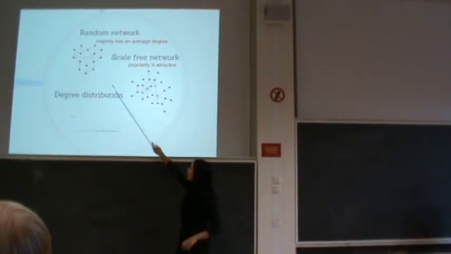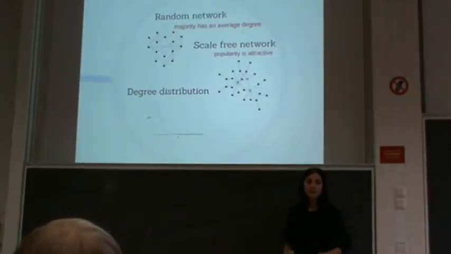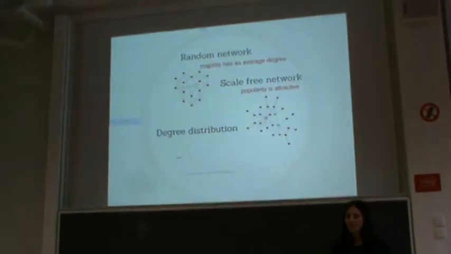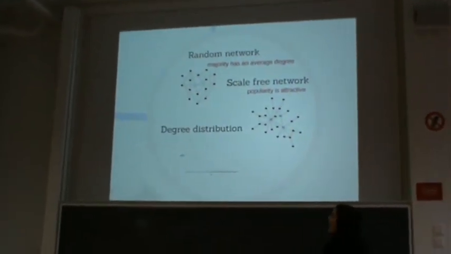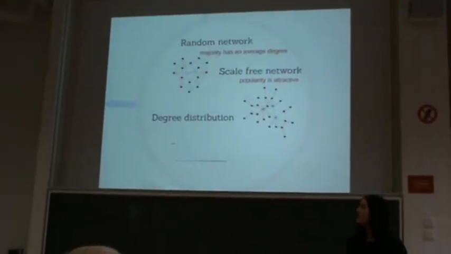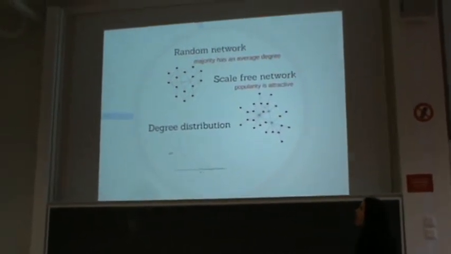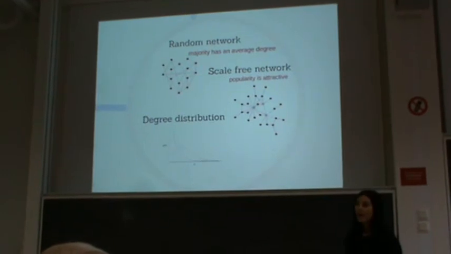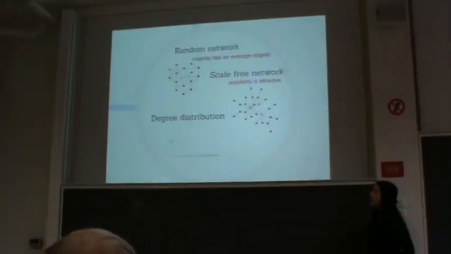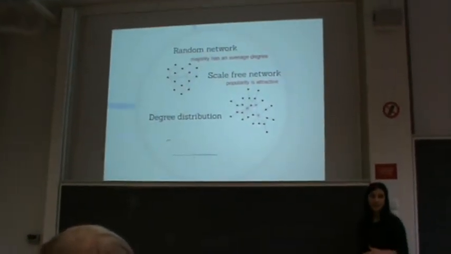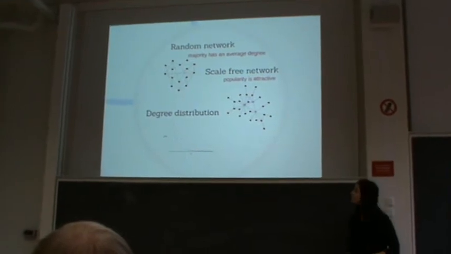It's this one. And it was proposed by 2 Hungarian mathematicians, Erdős and Rényi. And it is random in the sense that, given this set of nodes here, the links between them are formed independently of each other with a certain probability.